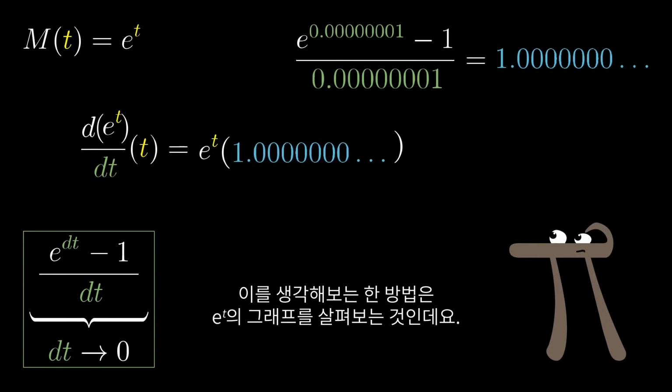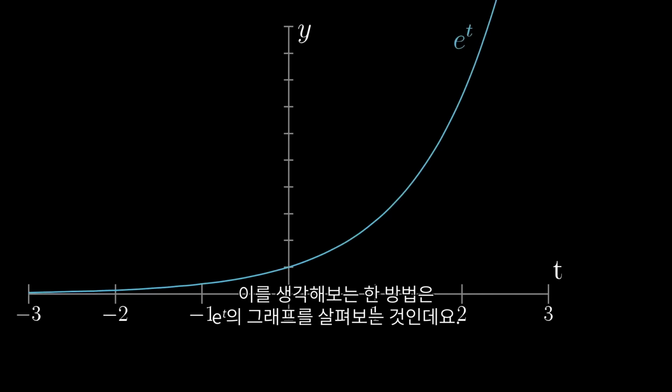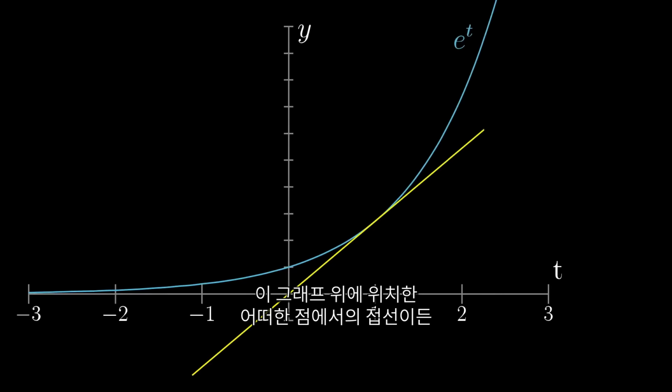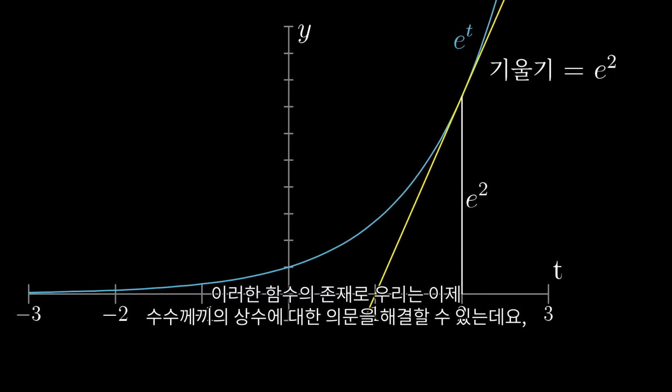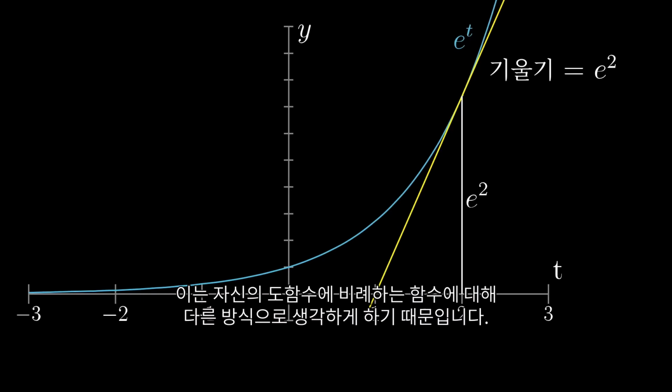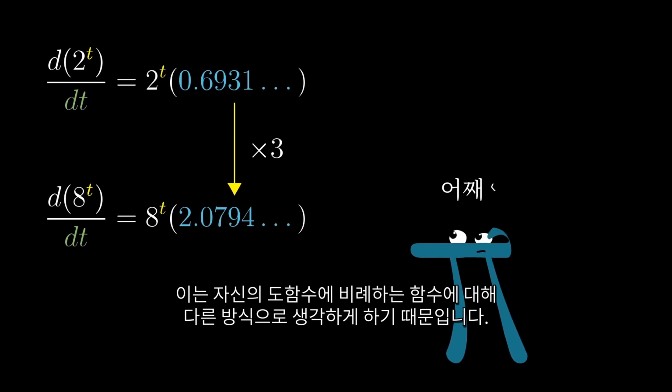One way to think of that is that if you look at the graph of e to the t, it has the peculiar property that the slope of a tangent line to any point on this graph equals the height of that point above the horizontal axis. The existence of a function like this answers the question of the mystery constants, and it's because it gives a different way to think about functions that are proportional to their own derivative.